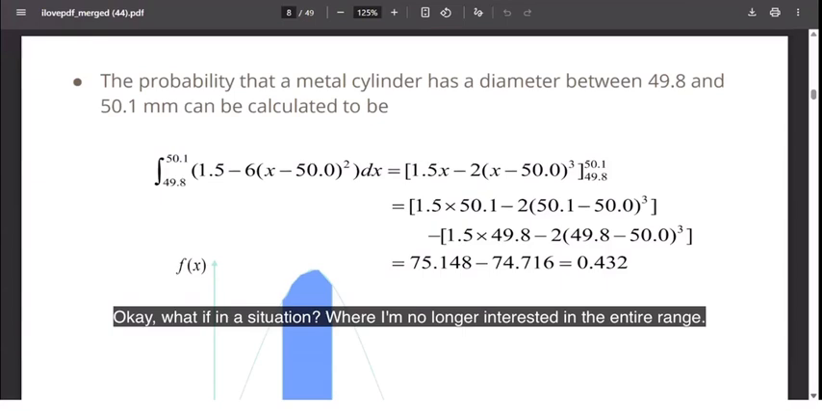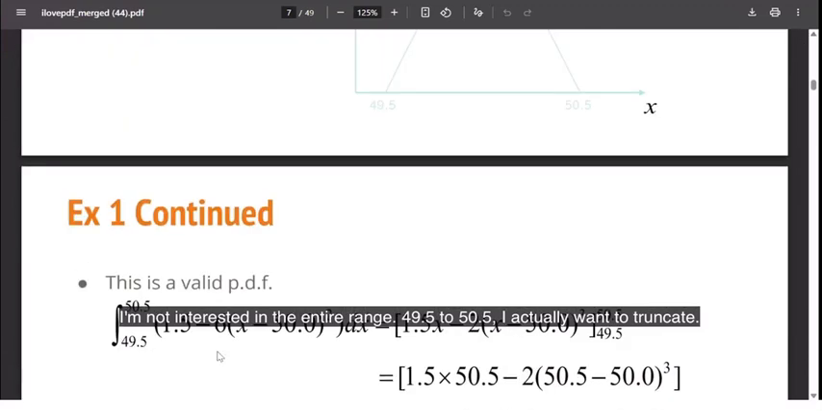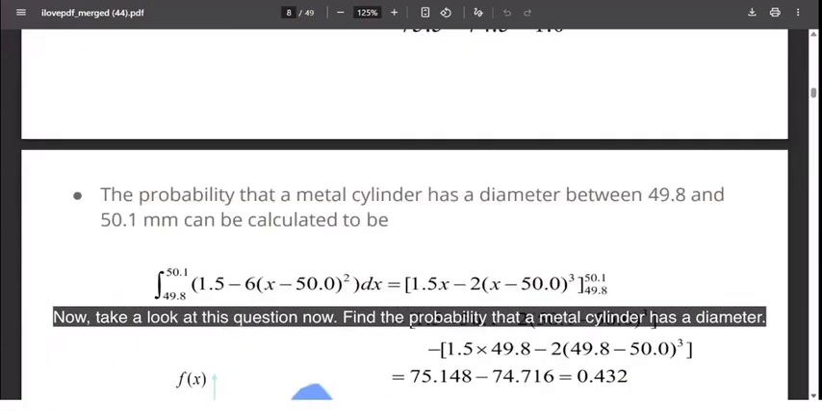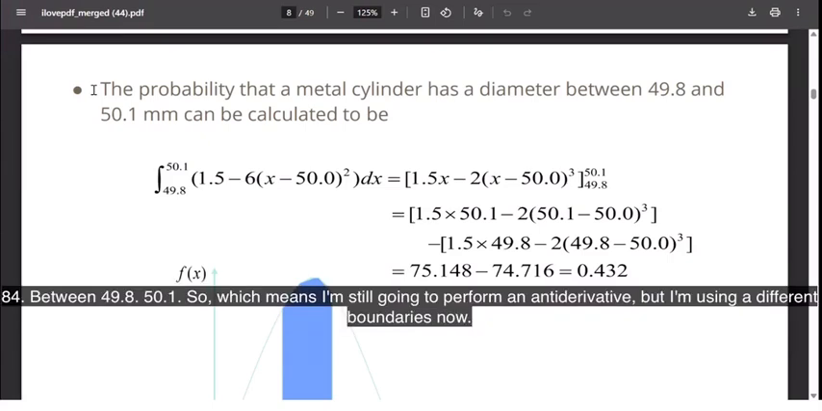Okay, what if I'm no longer interested in the entire range, 49.5 to 50.5? I actually want to truncate. Now, take a look at this question. Find the probability that a metal cylinder has a diameter between 49.8 and 50.1. Which means I'm still going to perform an antiderivative, but I'm using different boundaries now.